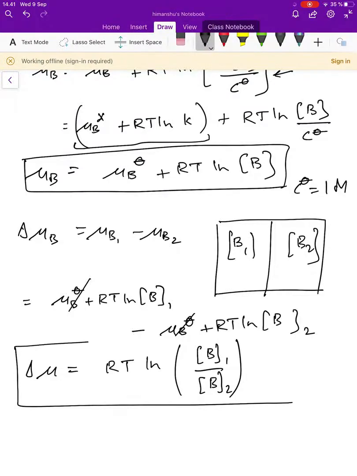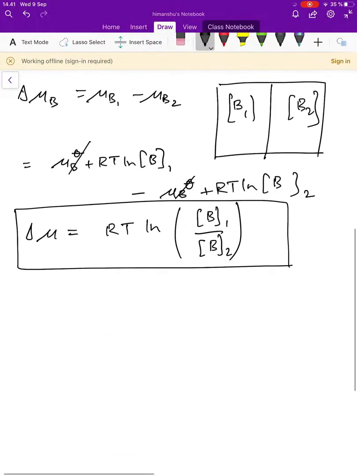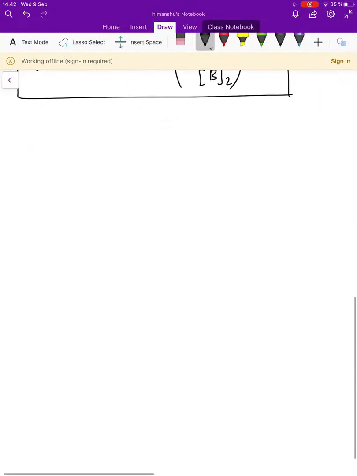This is an important relationship, particularly for cellular systems, because we are often interested in the gradient of chemical potential across a cell membrane. So this was part 1 of this lecture, which talked about the relationship between chemical potential and concentration. In the second part, we will look at colligative properties.